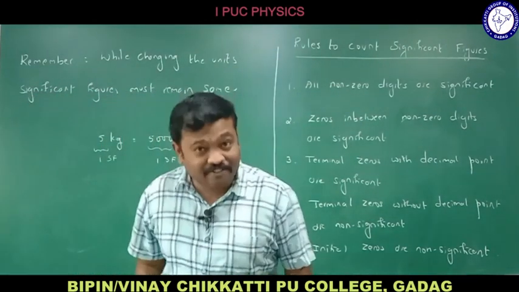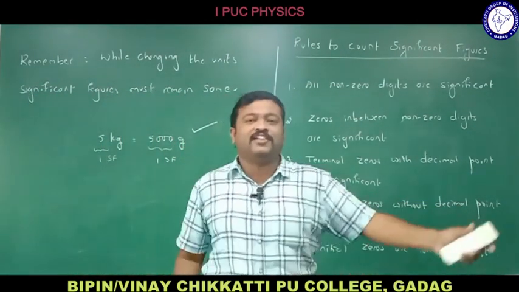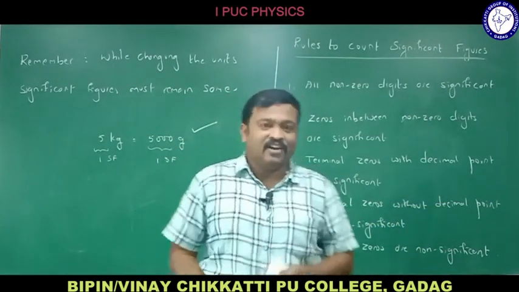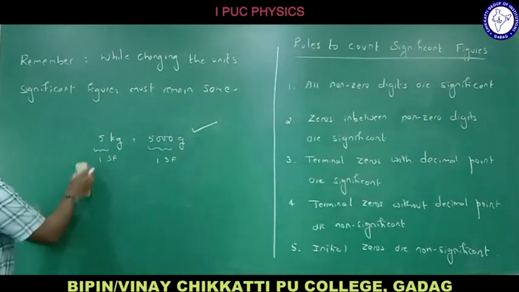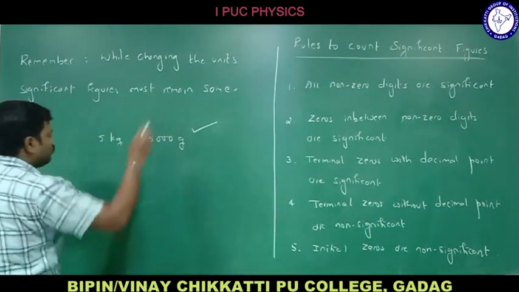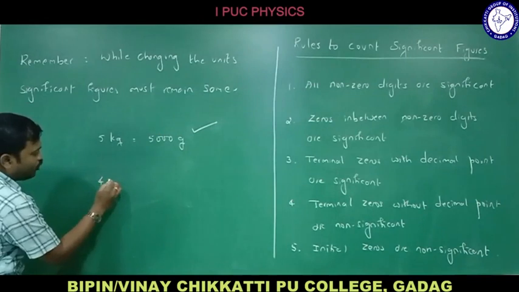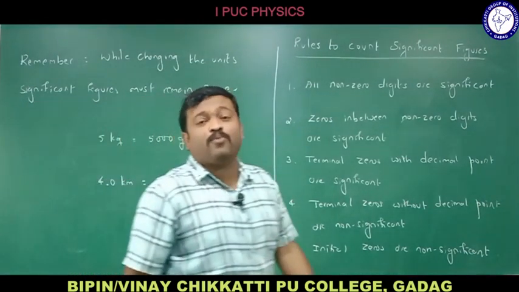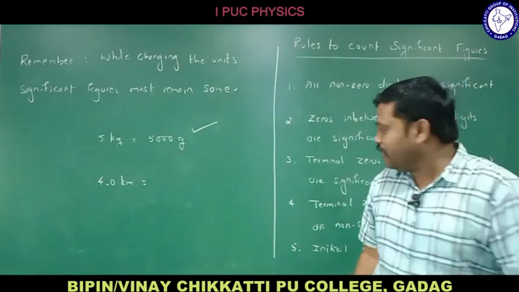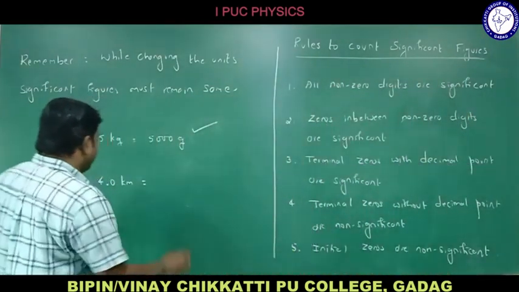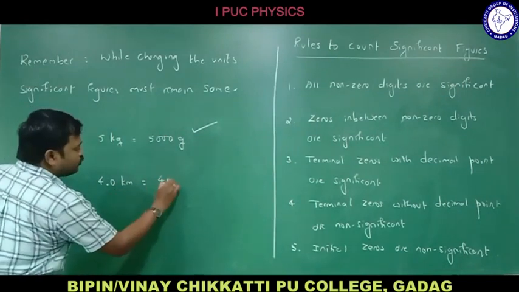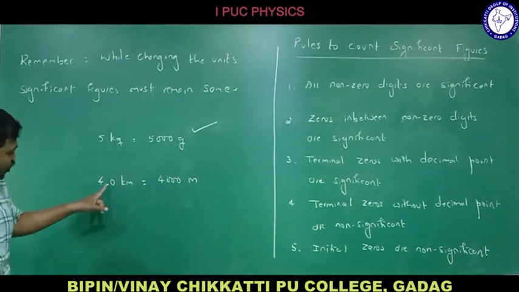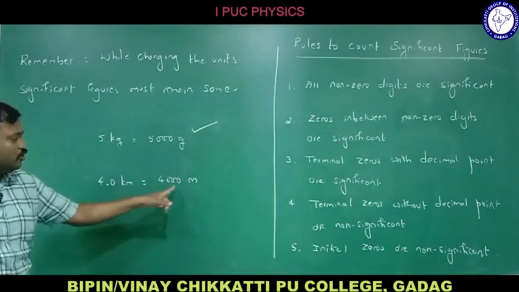Do remember this. Whenever you convert from one unit to another unit, keep in mind significant figures must remain the same. Let me take another example. This conversion is okay. If the conversion is like this, 4.0 kilometer, what is 4.0 kilometer equal to? Let me write down here. This is 4,000 meter. Is it correct? Let me check. 4.0 kilometer is equal to 4,000 meter.